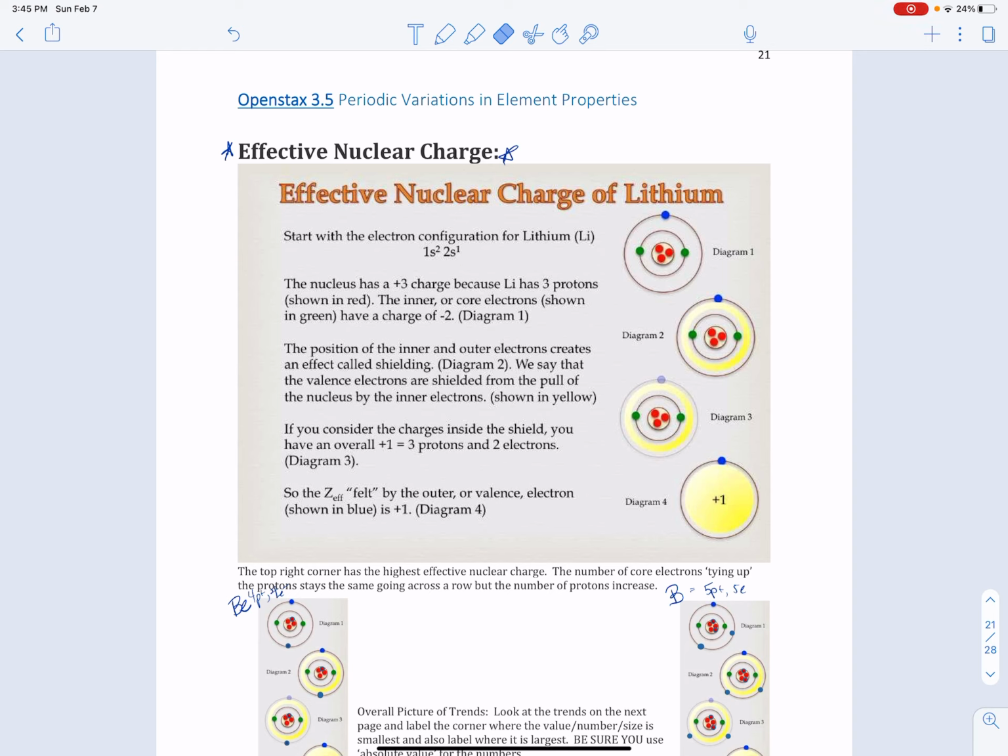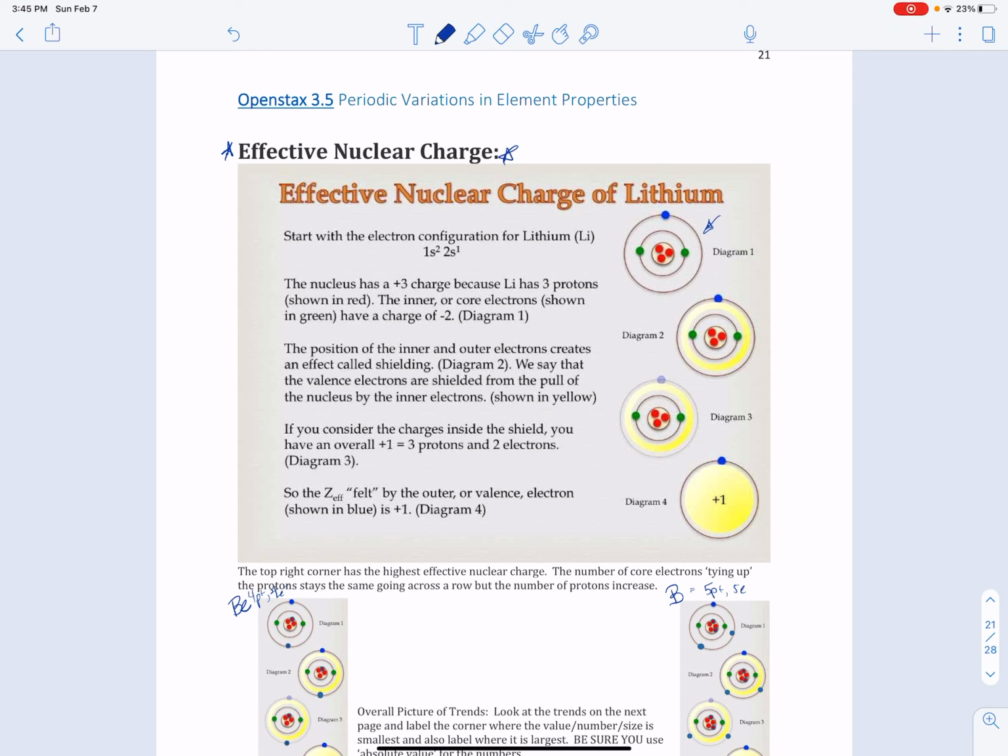So to build the idea, we're going to start with lithium, which is on the left, and lithium does not have a very large effective nuclear charge. Lithium has 3 protons represented with red balls, 2 core electrons represented with green balls, and 1 valence electron represented with a blue ball or sphere. And this is how we traditionally draw lithium.